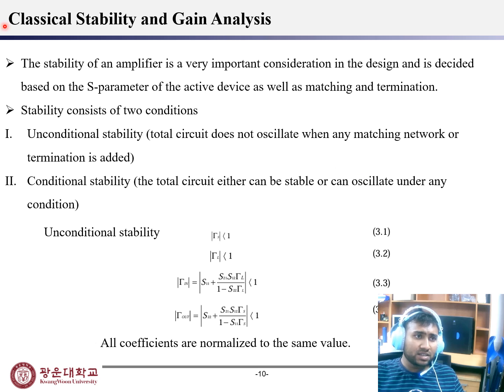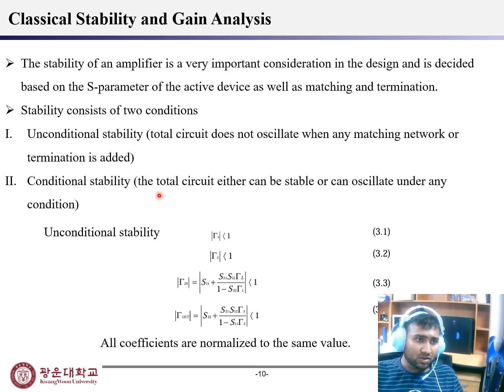Another thing, classical stability and gain analysis. The stability of an amplifier is an important consideration in designing, and is decided based on the S parameters of active devices as well as matching and termination. Stability consists of two conditions.